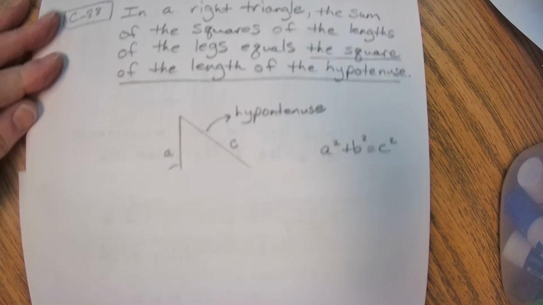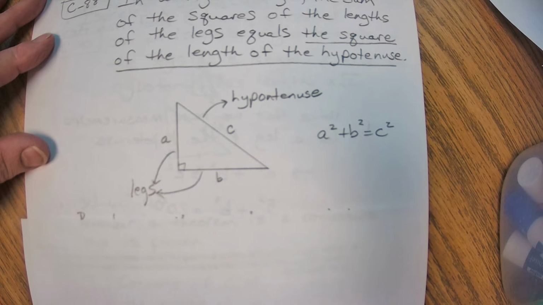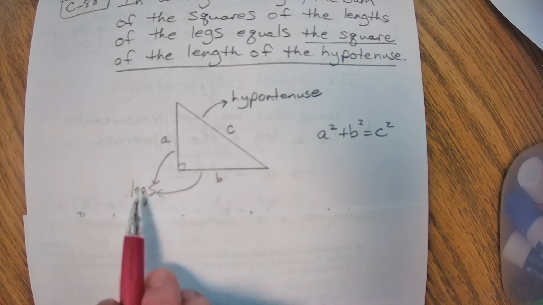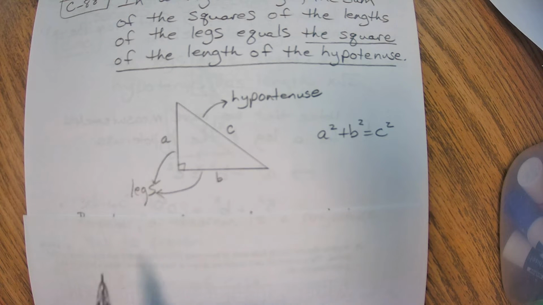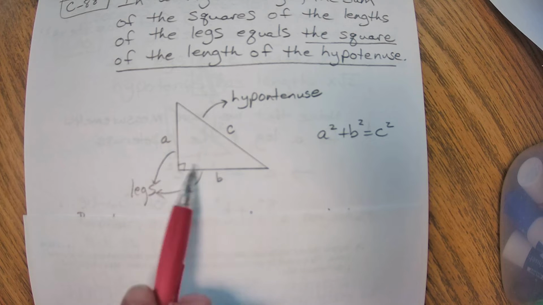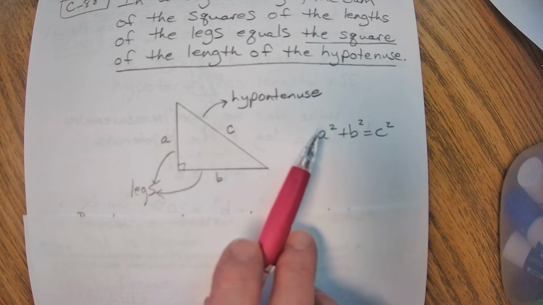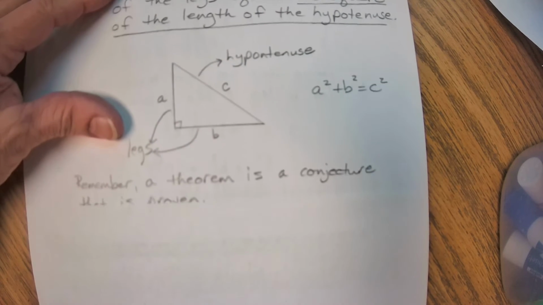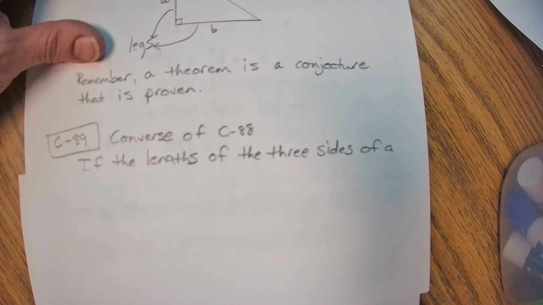What does that mean? Well, here's a right triangle, and remember that the two sides that make up the right angle are called the legs. The longest side is called the hypotenuse. And if you square this leg and you add the square of this leg, it equals the square of the hypotenuse. A and B are legs, C is the hypotenuse. And remember, this is a theorem because it's been proven.